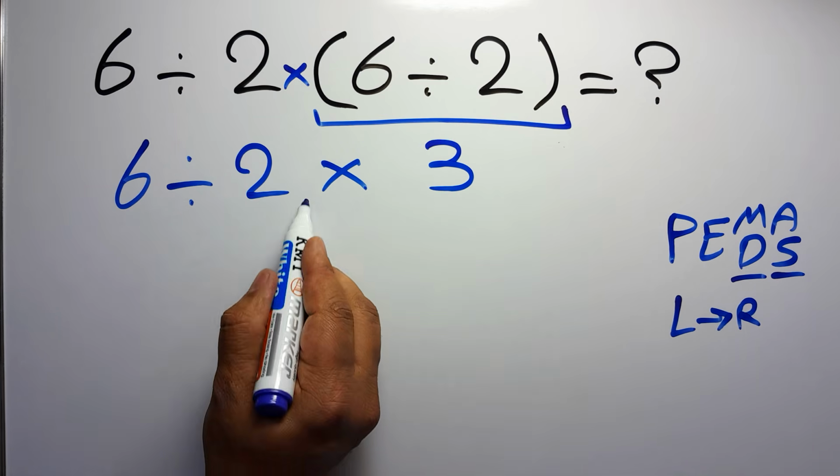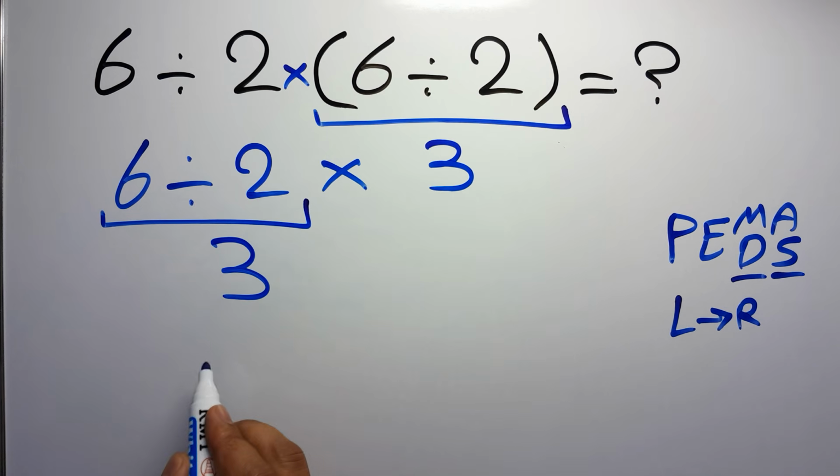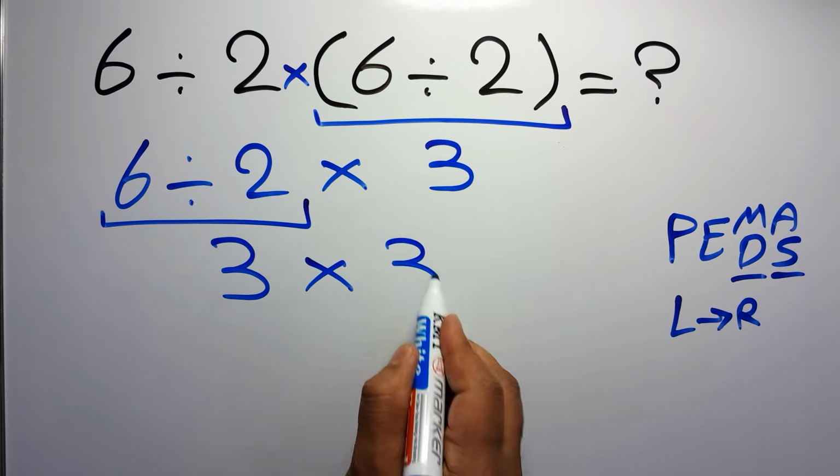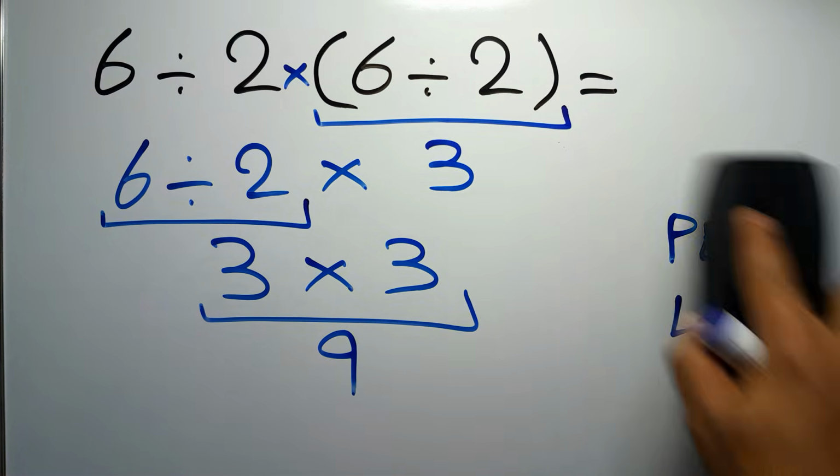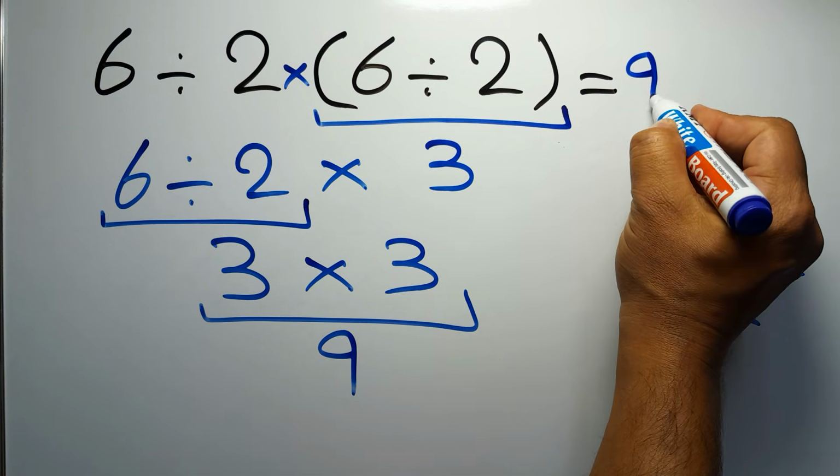6 divided by 2 gives us 3. So we have 3 times 3, which equals 9. And this is our final answer to this problem. The correct answer is 9.